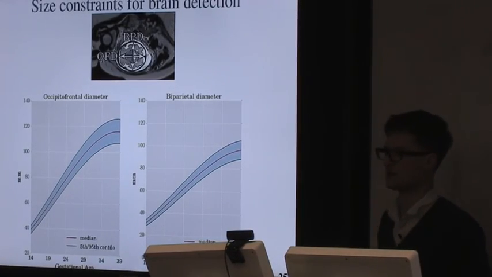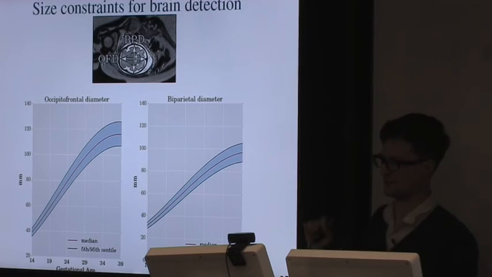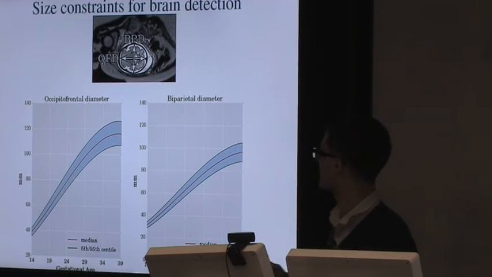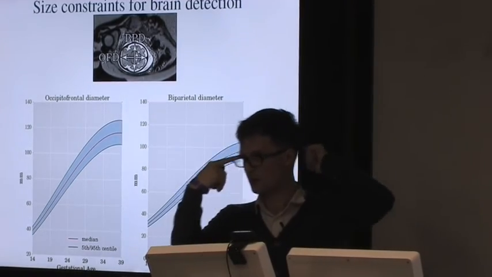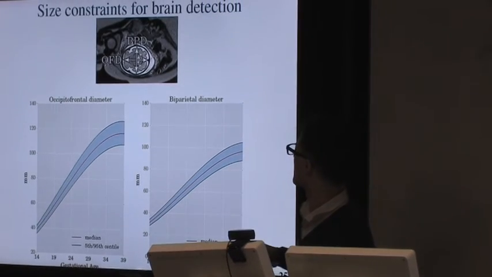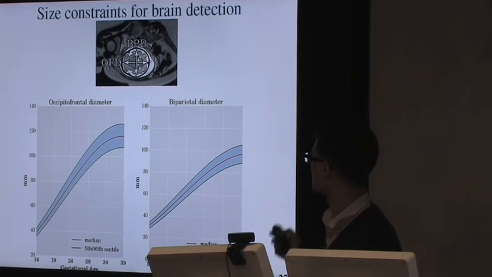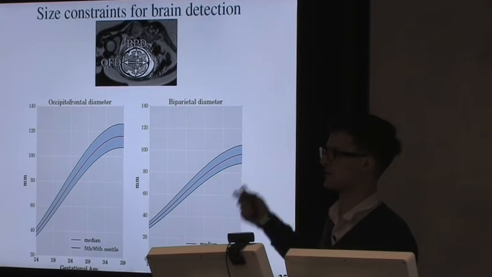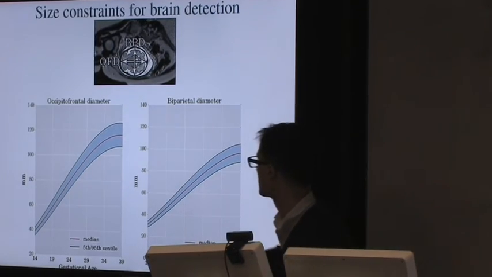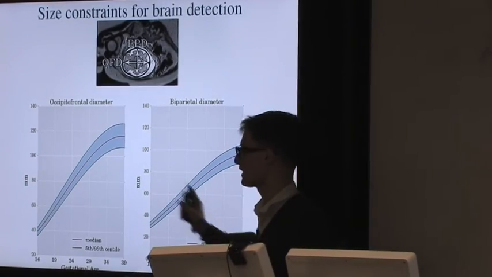In terms of size constraints, the way I filtered by size was using the occipitofrontal diameter and biparietal diameter, which are common measurements that are performed during ultrasound examinations. But I know the age of the fetus, and I know the growth curves, so that's how I get the size.